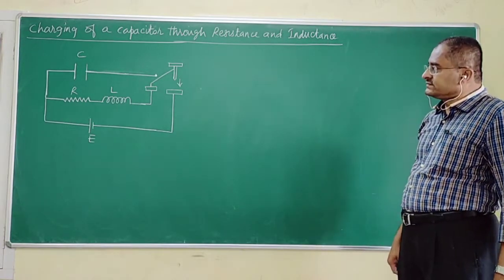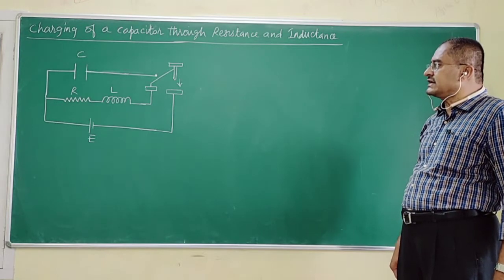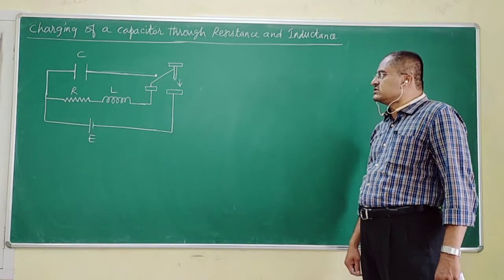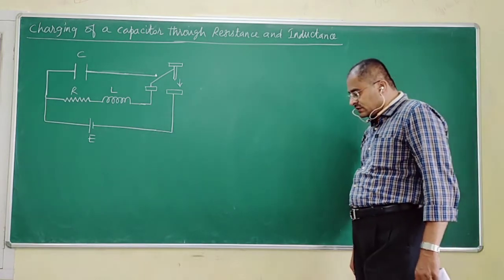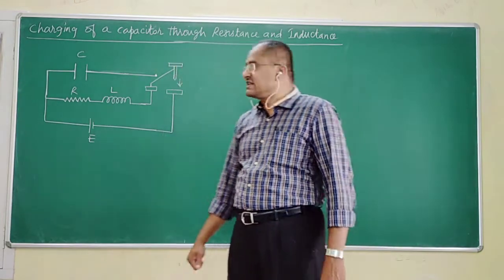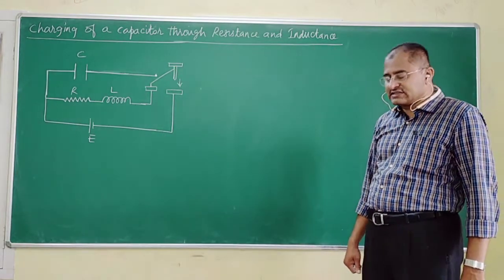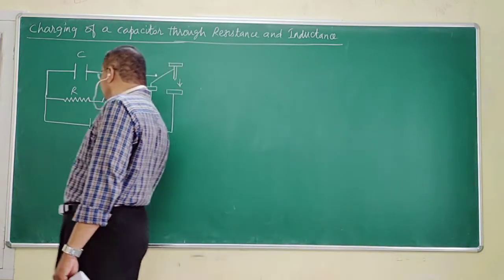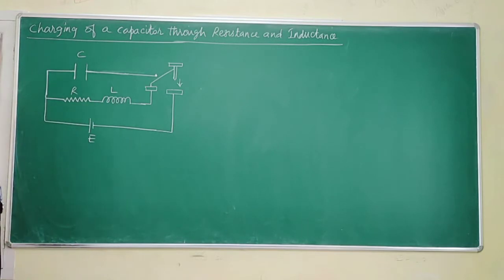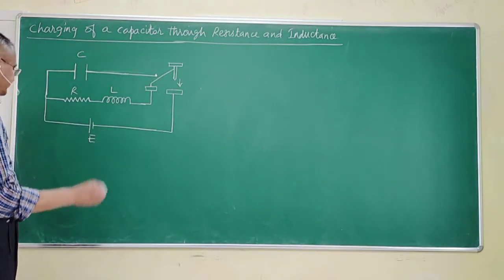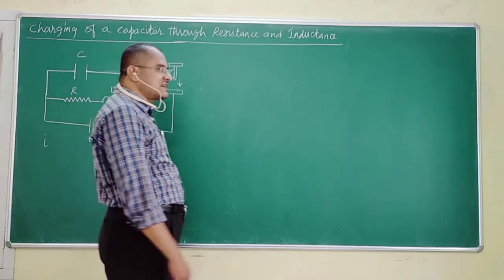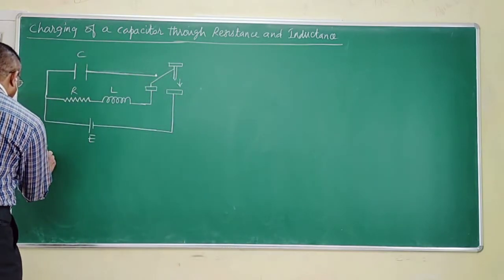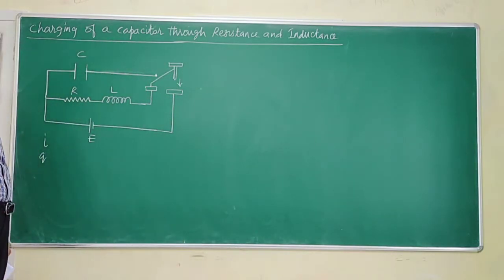The capacitance, the resistance R and inductance L are connected in series through a Morse key to which is connected a battery of EMF E. We are now first going to see charging of a capacitor through inductance and resistance. When you press the key, the circuit gets completed, current will start to flow. At any instant, let I be the current flowing in the circuit and Q be the charge at any instant of time on the capacitor.